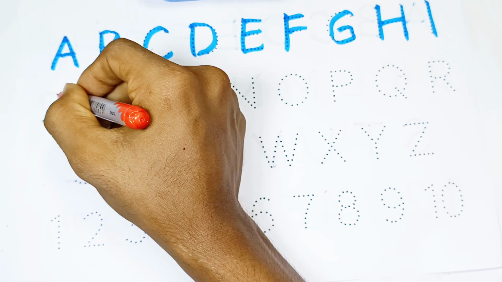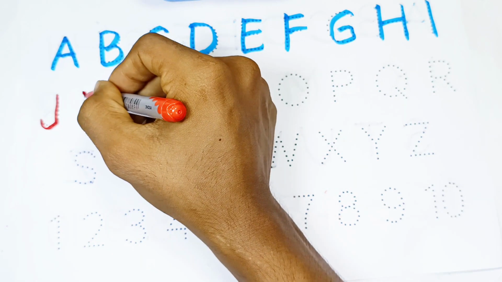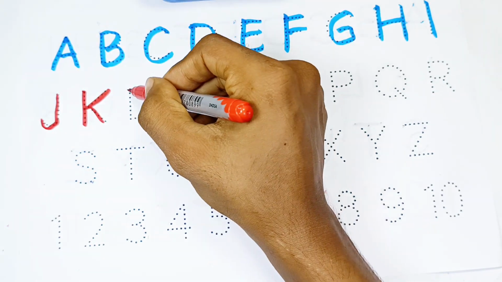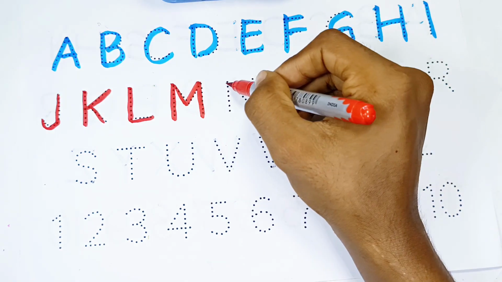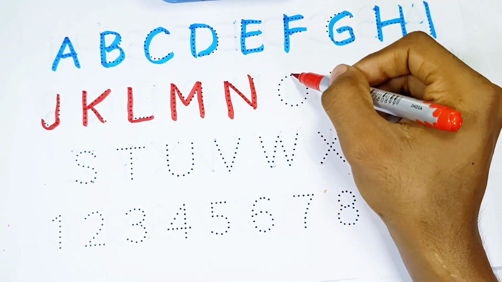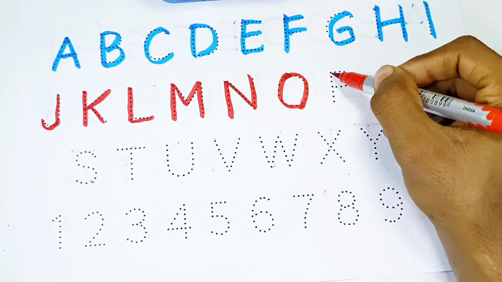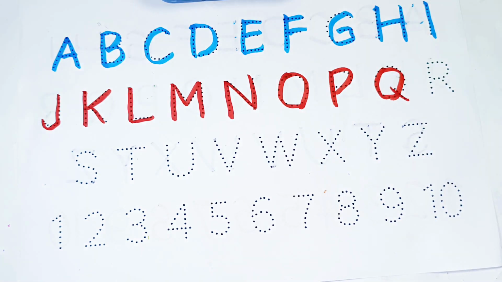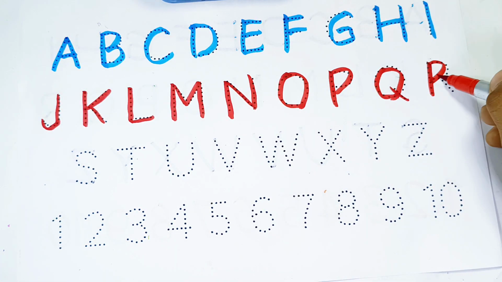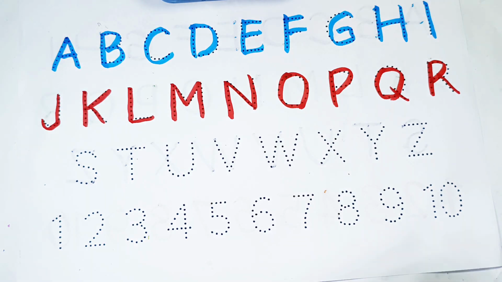J. J for joker. K for king. L for lion. M for moon. N for nose. O for orange. P for parrot. Q for queen. R for rose. It's now you draw S.